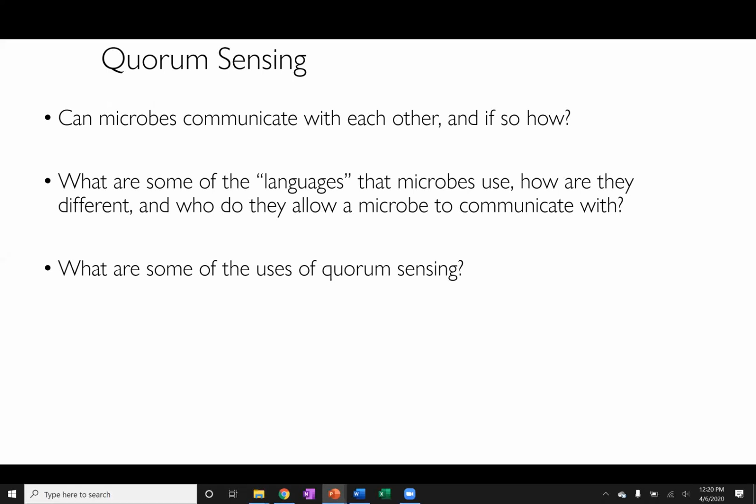Today with quorum sensing, we're going to answer three questions. Can microbes communicate with each other? And if so, how? What are some of the languages that microbes use? How are they different? And who do they allow a microbe to communicate with? And what are some of the uses of quorum sensing?